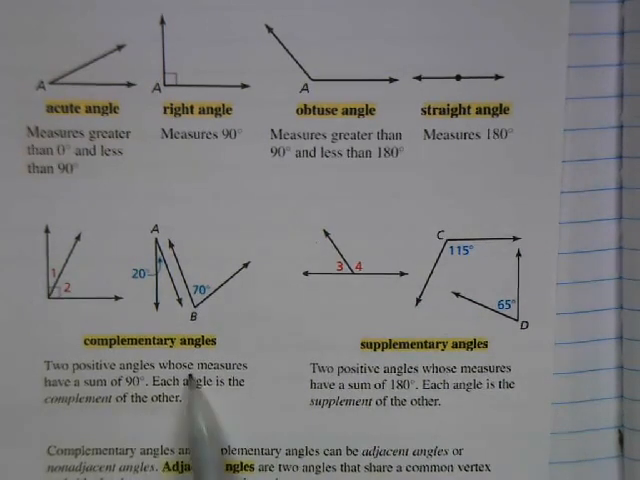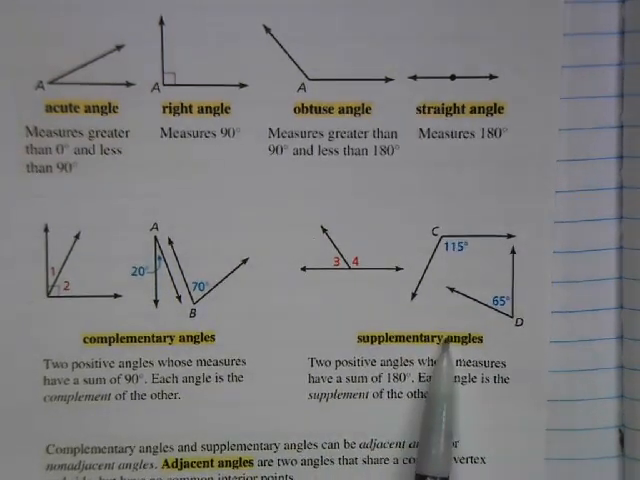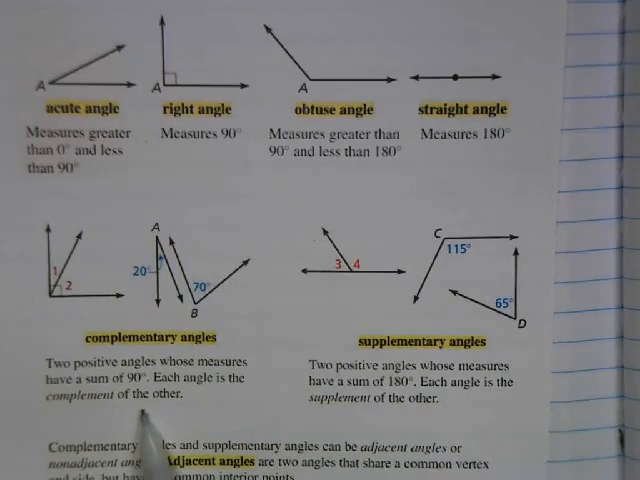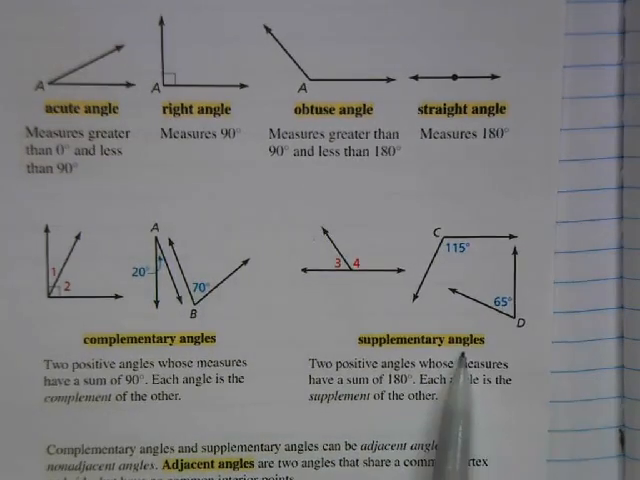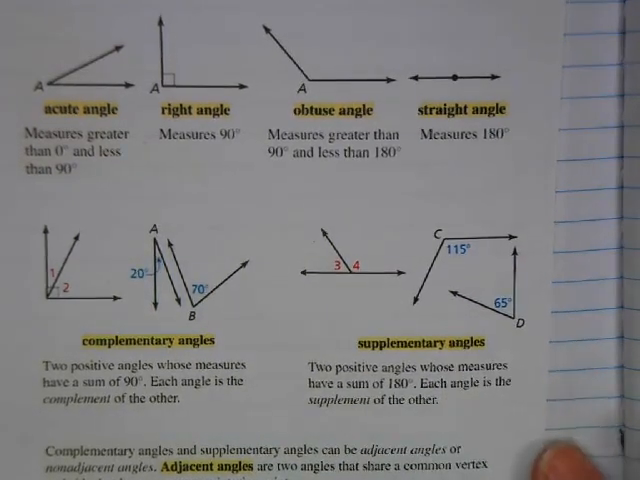You need to know the difference between complementary and supplementary. So complementary angles add up to 90 degrees. Supplementary angles add up to 180 degrees.